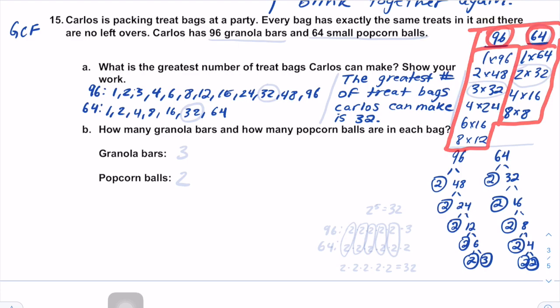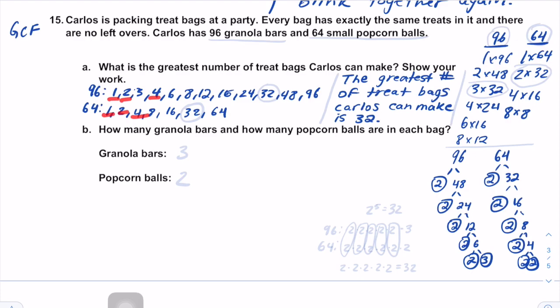I put them in a list, and I see that there are many common factors like 2, 4, 8, 16, 32, but of all of those, the greatest one is 32, which means that the greatest number of treat bags Carlos can make is 32. So I went ahead and wrote this for us. Now I see that not only did I show my work, I found the common factors, and I see that 32 was the GCF. So my answer is the greatest number of treat bags Carlos can make is 32.